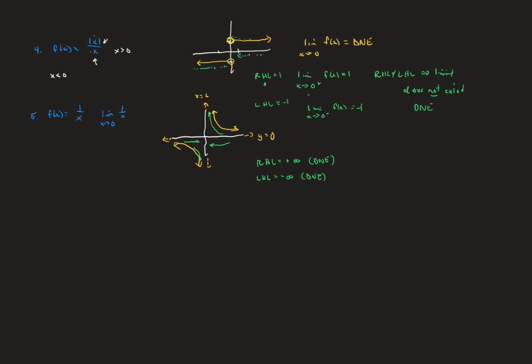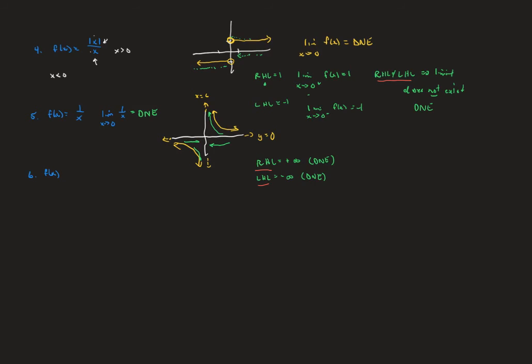So the answer to the limit as x goes to 0 of 1 over x, here's another example of where that limit does not exist. So it can fail to exist because the right-hand limit is different than the left-hand limit. It can fail to exist because it goes to either positive or negative infinity on one side or the other of that value of x that we're trying to determine the limit.